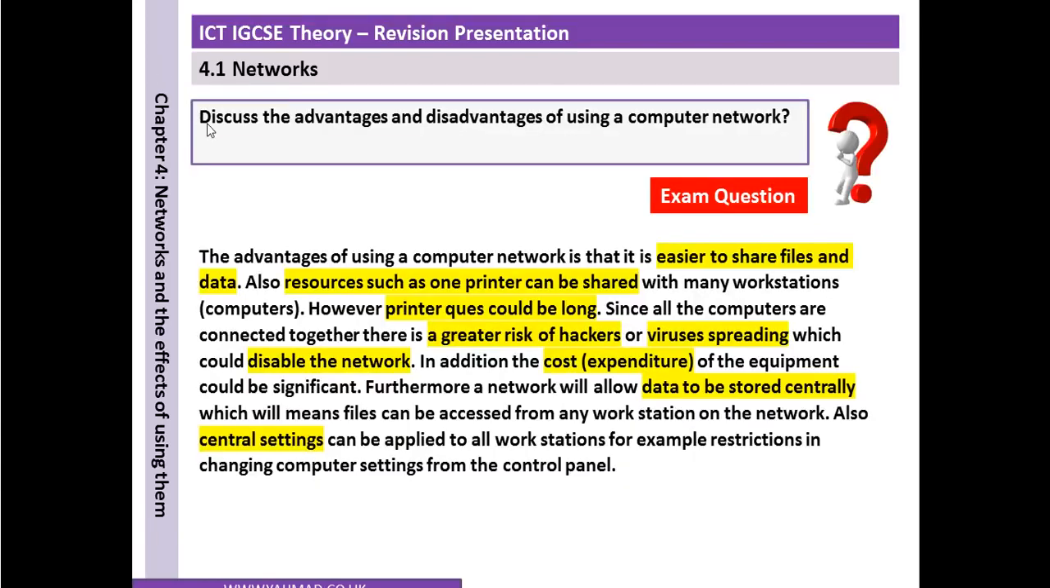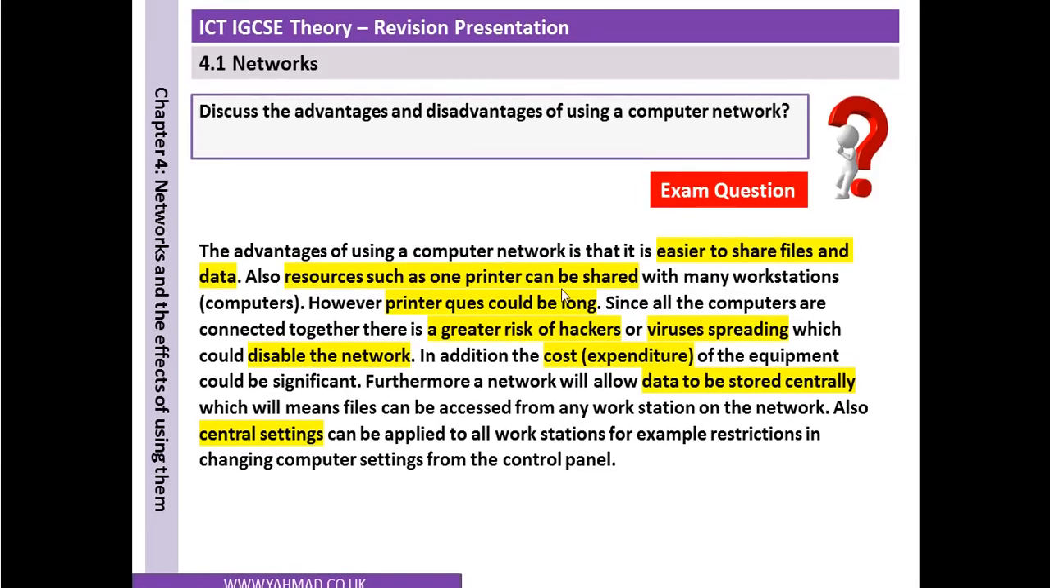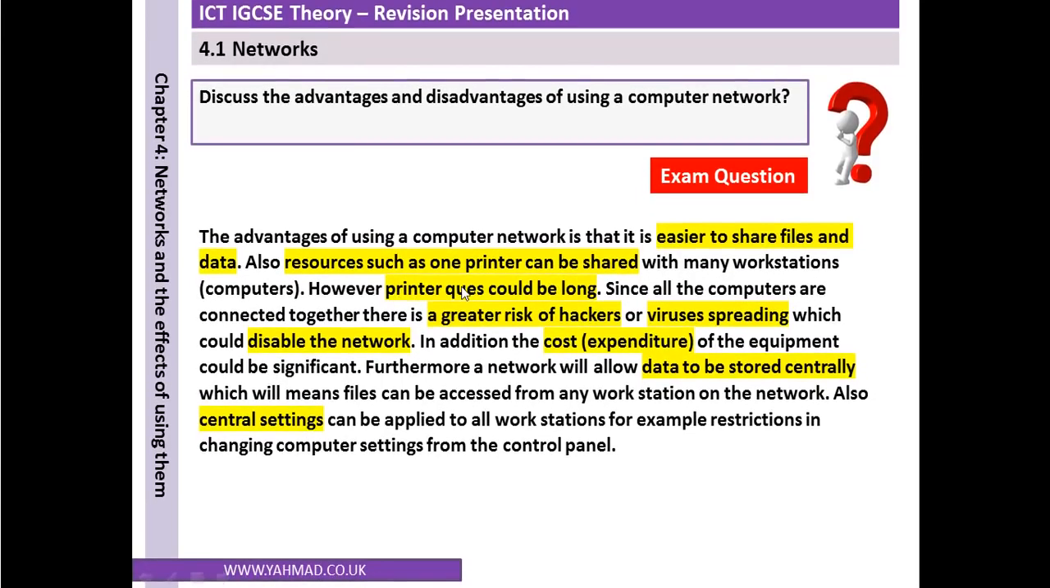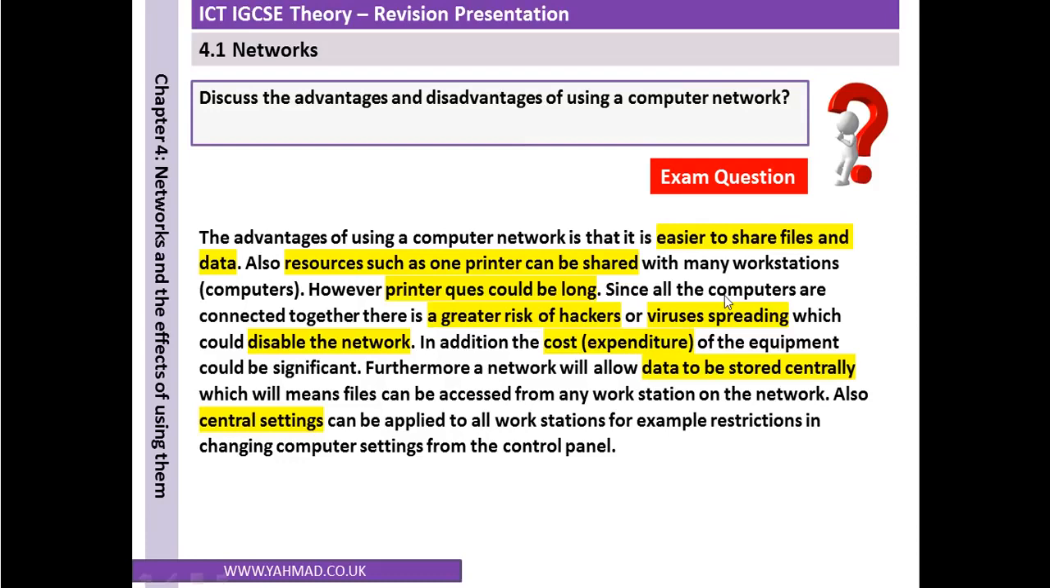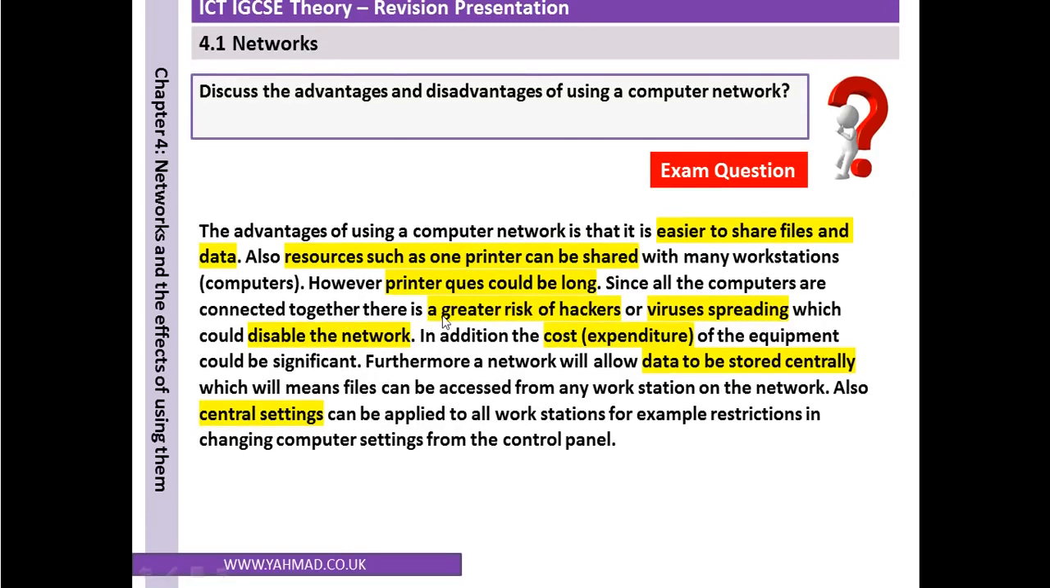Okay, so a typical exam question. Discuss the advantage and disadvantage of using a computer network. The advantage of using a computer network is that it's easier to share files and data. Also, resources such as one printer can be shared with many workstations. However, printer queues could be long. Since all the computers are connected together, there is a greater risk of hackers or viruses spreading, which could disable the network. In addition, the expenditure of the equipment could be significant.